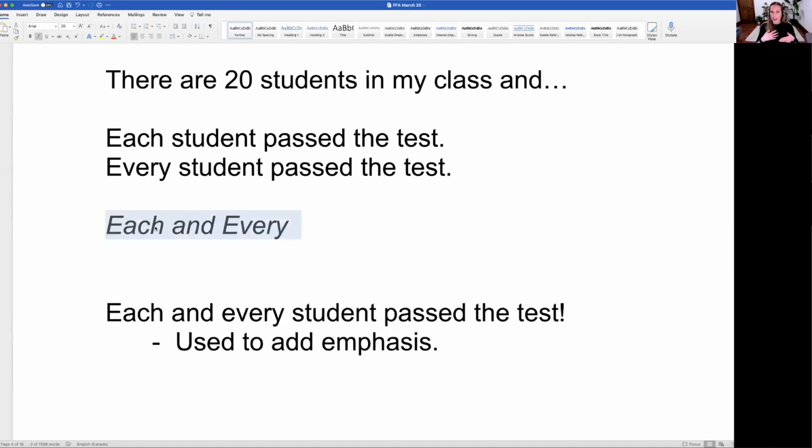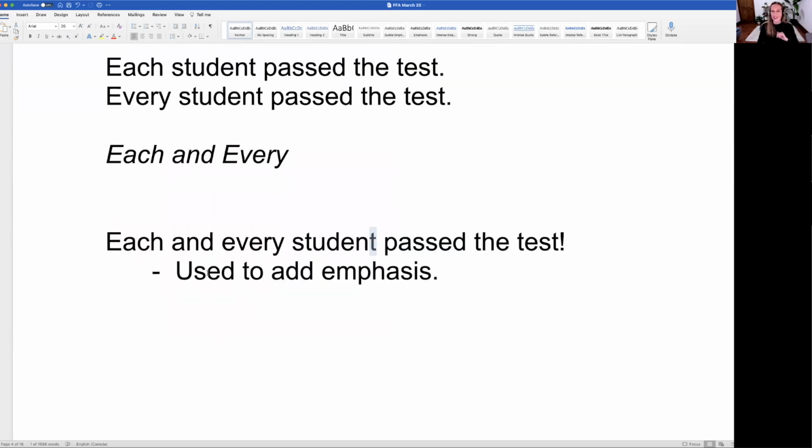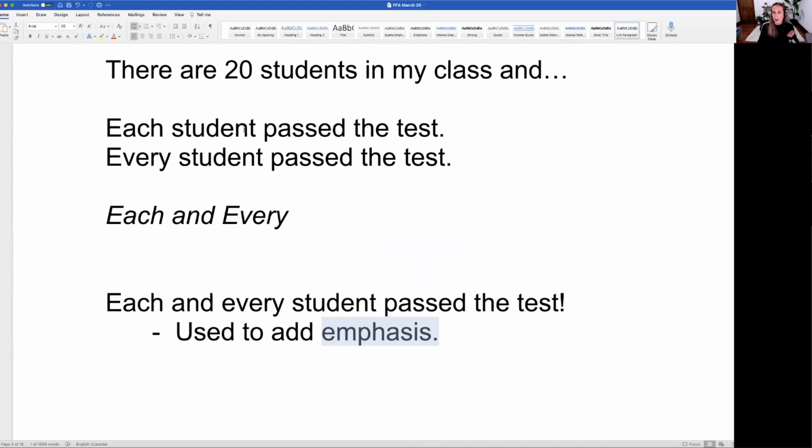Now, each and every. This is commonly done where we just put them together. Each and every student passed the test. So notice it's still singular. And why would we do this? Why would we put it together? Similar to our last one, it's just used to add emphasis. That's it. So if I say each student passed the test compared to each and every student passed the test, this one, it just sounds way more emphatic. And that's the only difference.